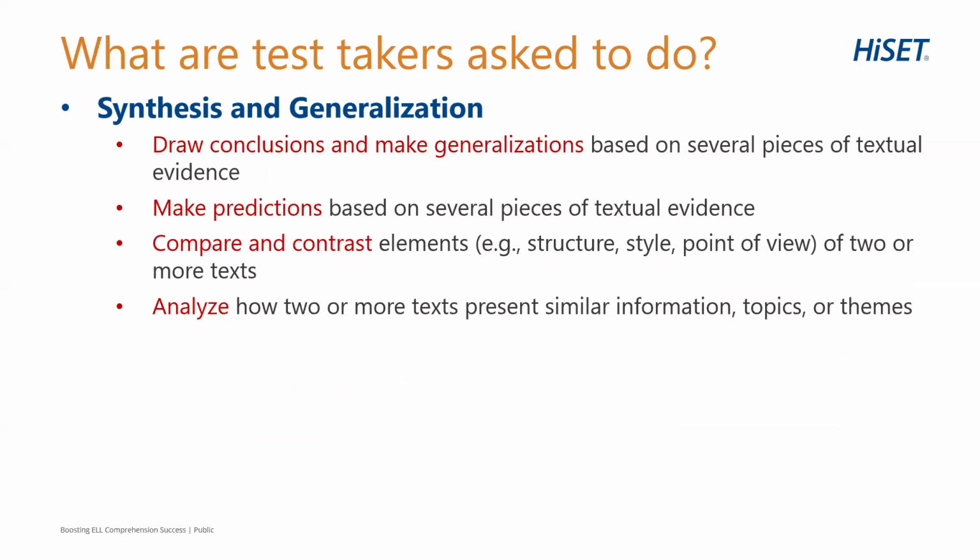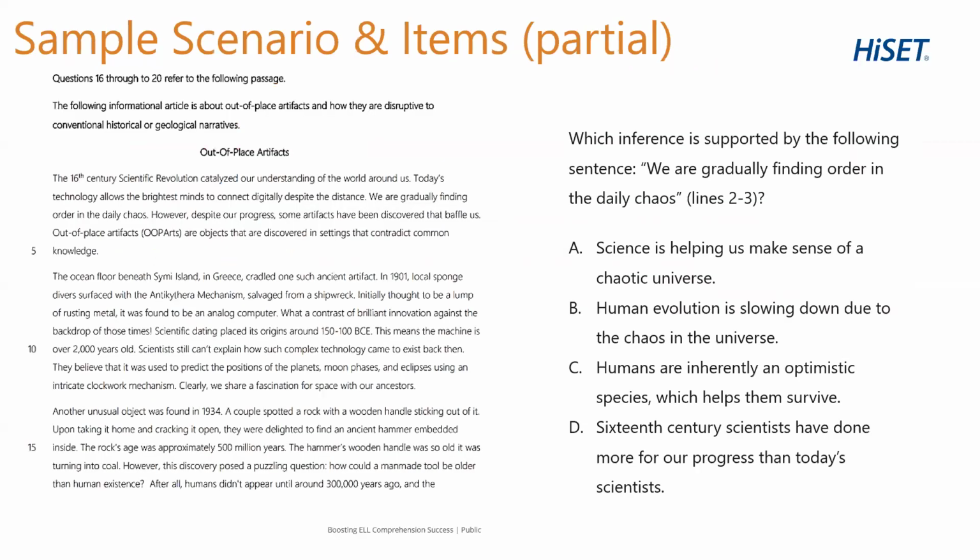Specifically for comparing and contrasting, we will have two passages, and they have to draw on both of them to answer a question, analyzing how they present similar information. And then here is an example scenario. Our reading section is going to be text heavy. It will have a lot of information, and you can't always teach the subject-specific vocab. Something like out-of-place artifacts, from one of our free practice tests, has a lot of words that may be unfamiliar.